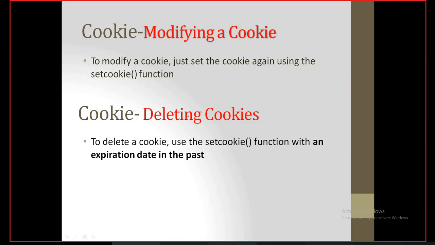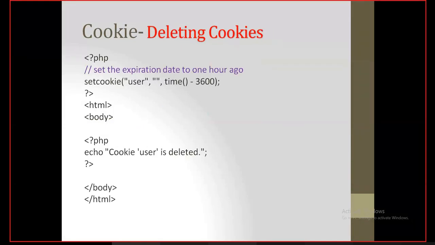Then if we want to delete the cookie, one method to do that is to again use the set cookie function, and the expiry that we want to put will be of some past time. Understood? So here you can see an example of deleting the cookies. How are we deleting the cookie? We are putting the expiry date as 1 hour before.